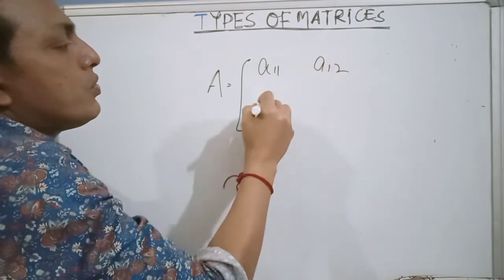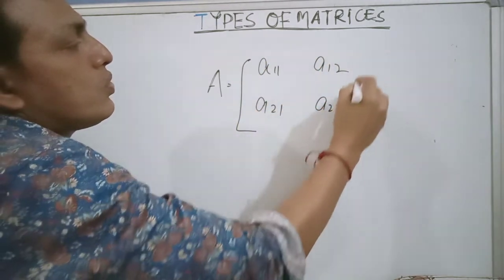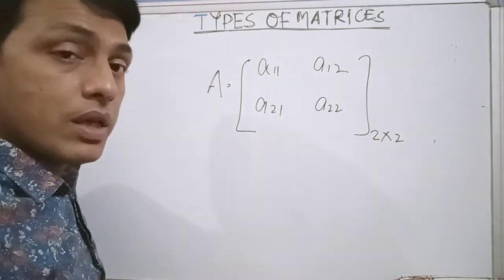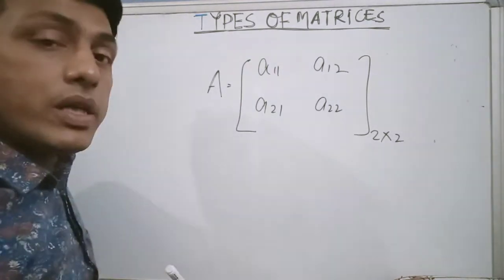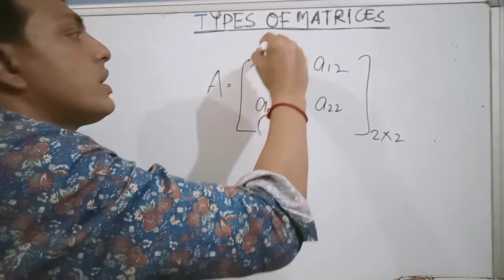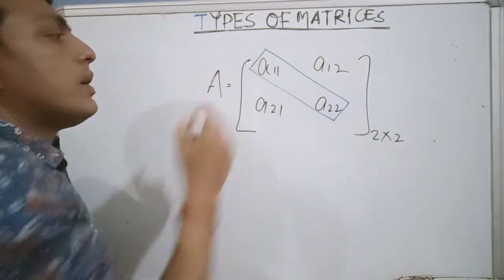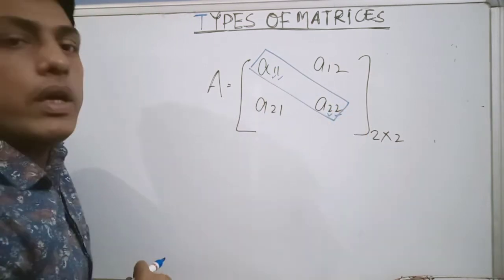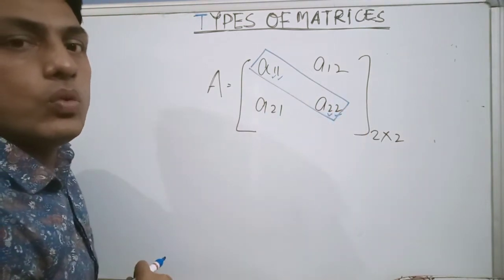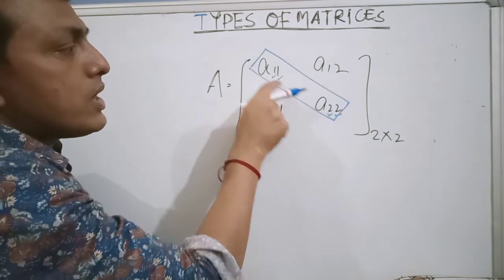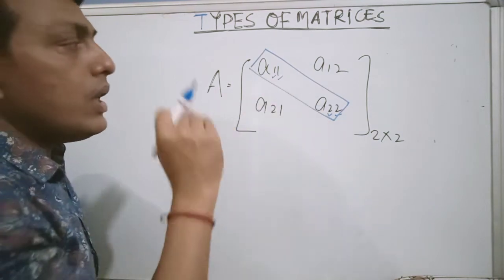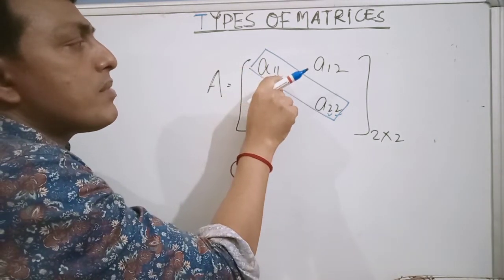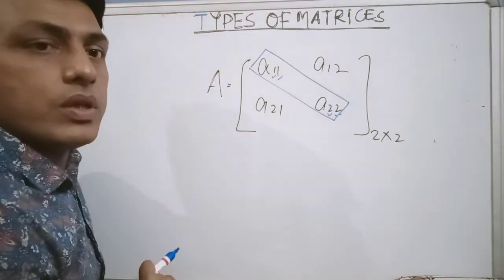A11, A12, A21, A22. This is the square matrix. If it is a square matrix, it consists of the leading diagonal, and here is the leading diagonal. See the symbol: A11, A22. This is the speciality of the leading diagonal elements. Leading diagonal elements have the same number of rows and columns.